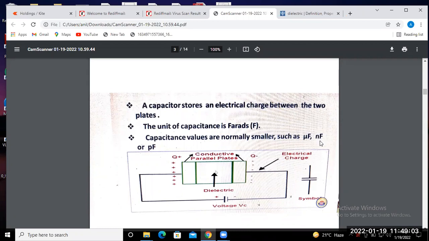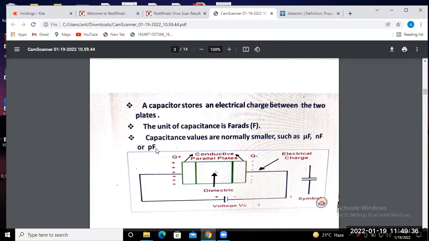Microfarad can be converted into farad by multiplying by 10 to the power minus 6, not nanofarad. So how can we convert nanofarad? 10 to the power minus 9, exactly. And picofarad? 10 to the power minus 12.